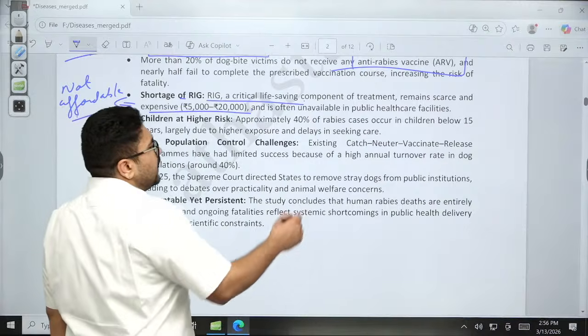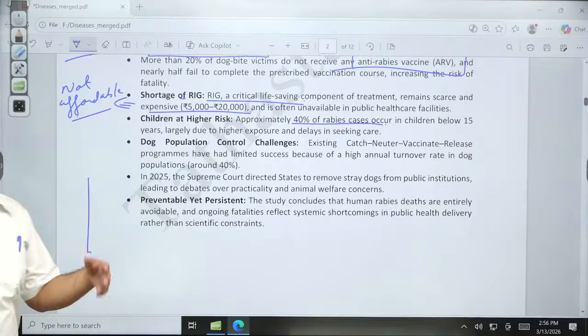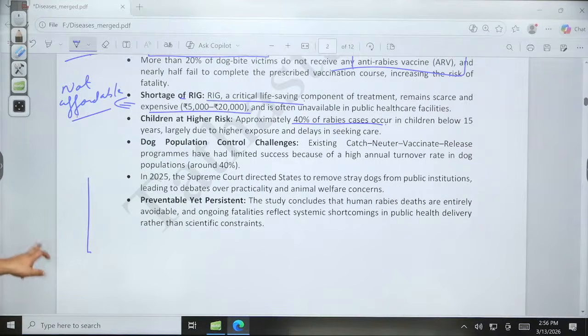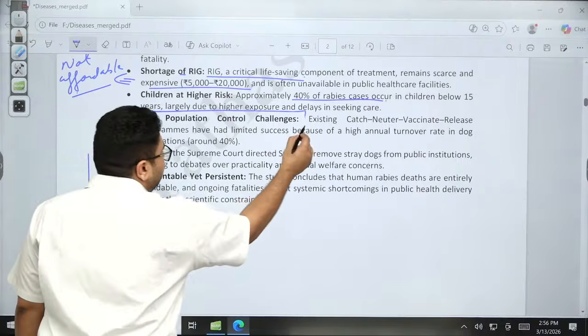Children are at a higher risk because 40% of rabies cases occur in children below 15 years, क्योंकि वो सबसे ज़्यादा कुत्तों से कटेंगे. Now there is something known as dog population control challenges.